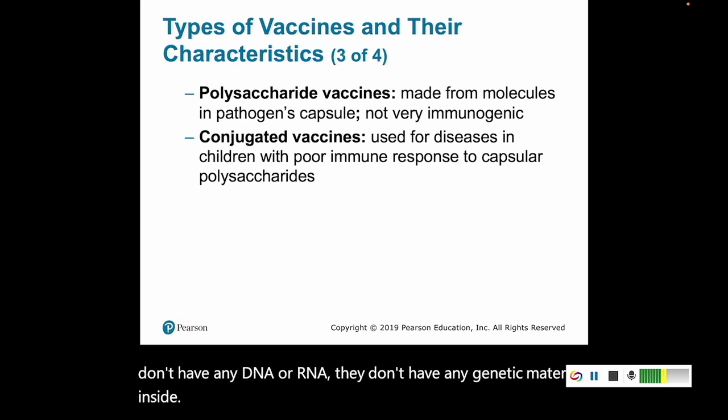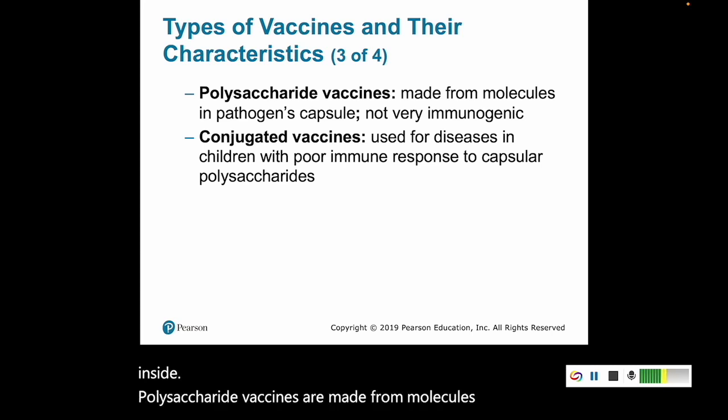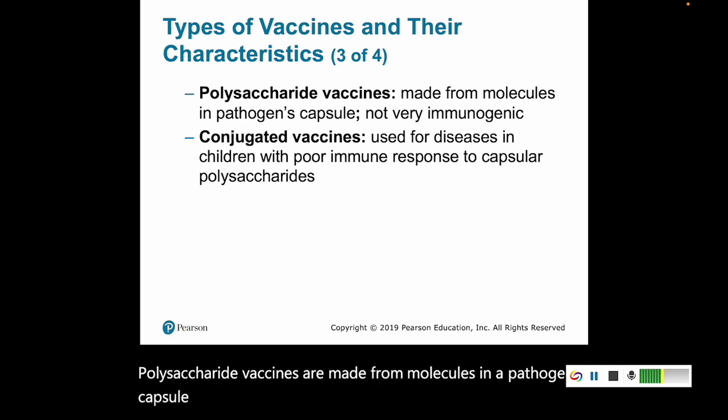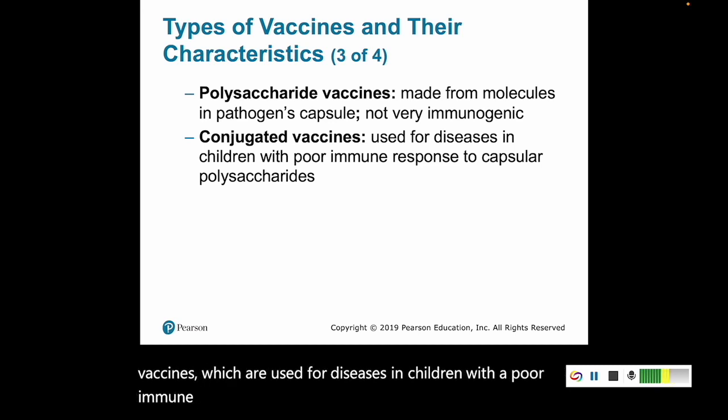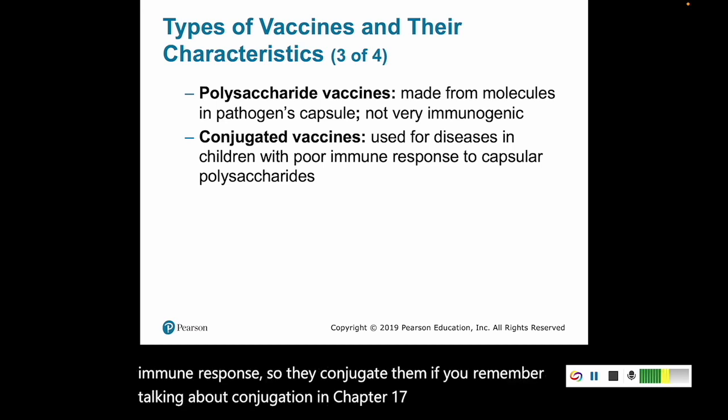Polysaccharide vaccines are made from molecules in a pathogen's capsule, although they are not very immunogenic. And conjugated vaccines, which are used for diseases in children with a poor immune response. So they conjugate them. If you remember talking about conjugation in chapter 17, that conjugation will allow for a stronger immune response.